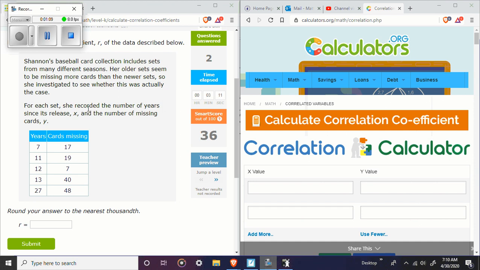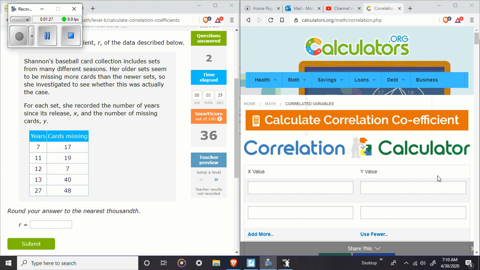For each set, she recorded the number of years since its release, X, so this is how many years it's been released, and the number of missing cards, Y. This is what we call bivariate data. There are two different variables. There's the number of years that have passed, and there's how many cards are missing.